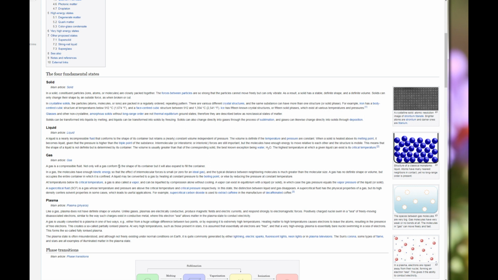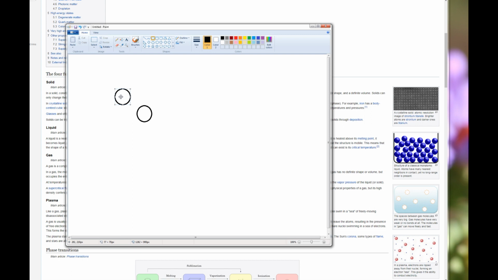Not only will a gas conform to the shape of its container, but it will also expand to fill the container. In a gas, the molecules have enough kinetic energy so that the effect of intermolecular forces is small, or zero in an ideal gas. The typical distance between neighboring molecules is much greater than the size of the molecule. So what happens is the molecules start to fly apart from each other. There's next to no force acting on each other.